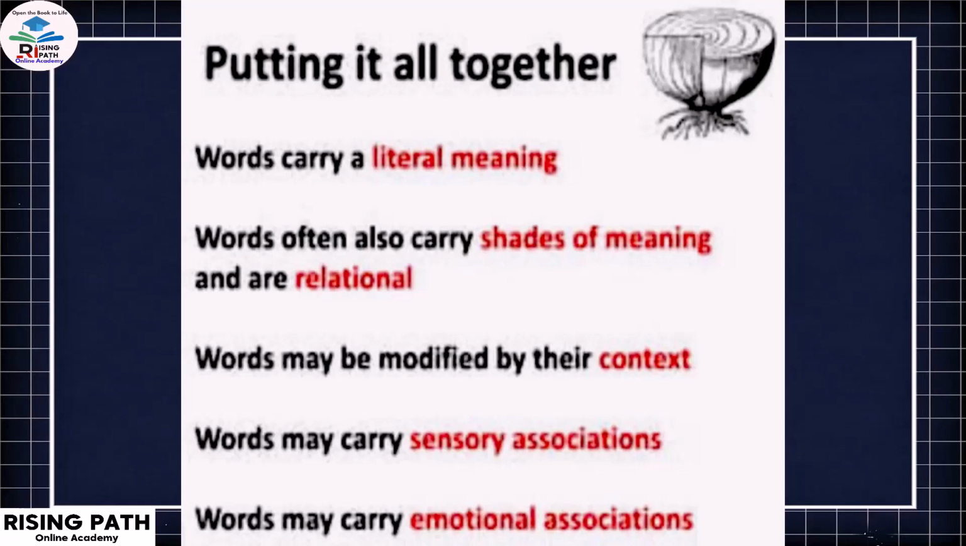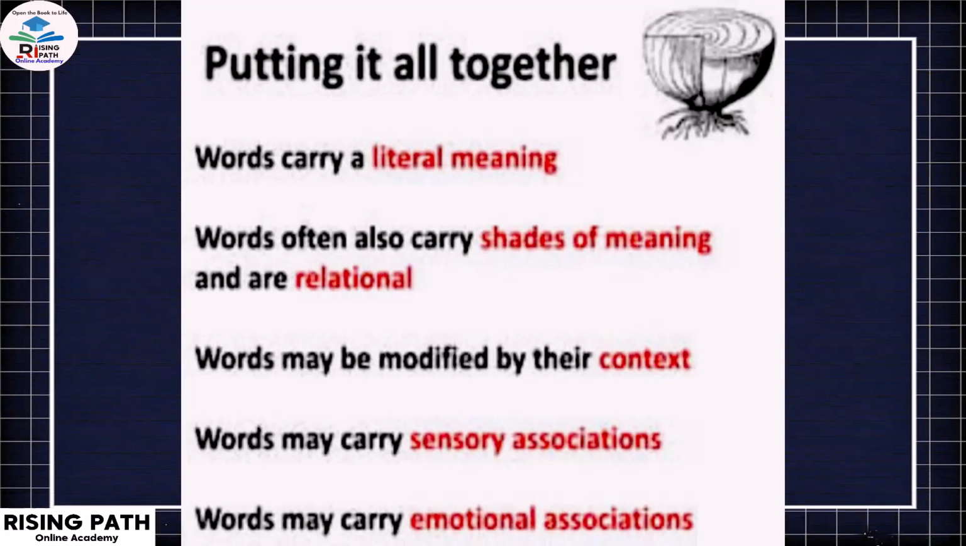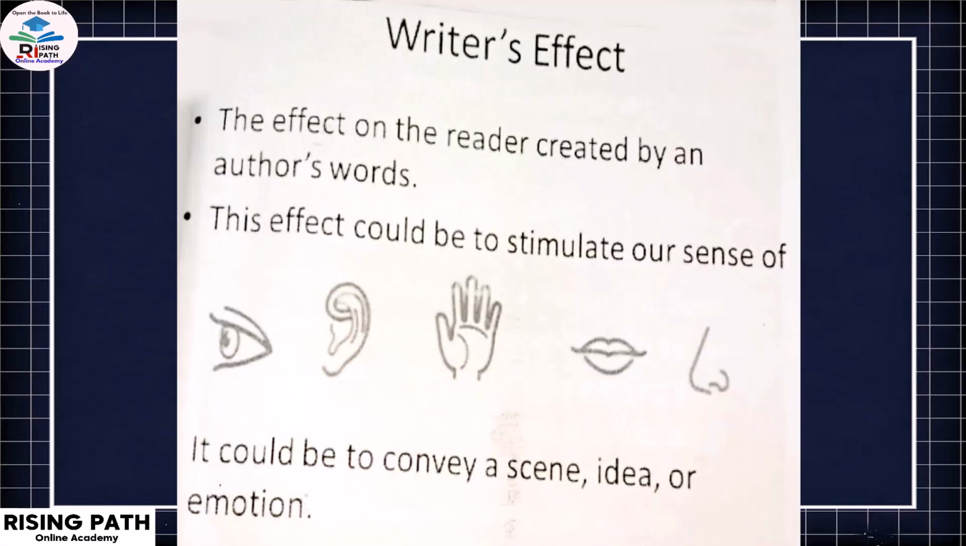So we have to analyze the words, the phrases. Words may be modified by their context. Sometimes we are going to answer the question with reference to the context, and then words may carry sensory associations, words may carry emotional associations. So all these aspects are a part of this new style of question, that is how writers achieve effect. Now let's discuss it quickly.